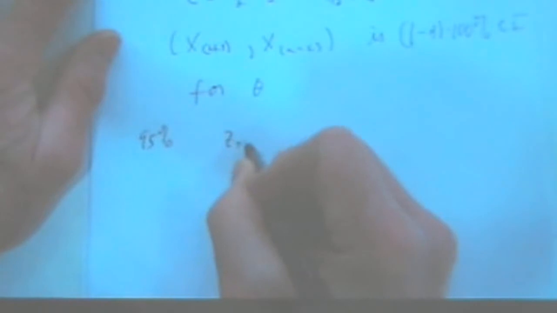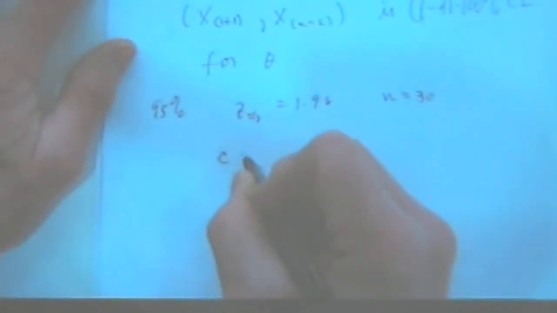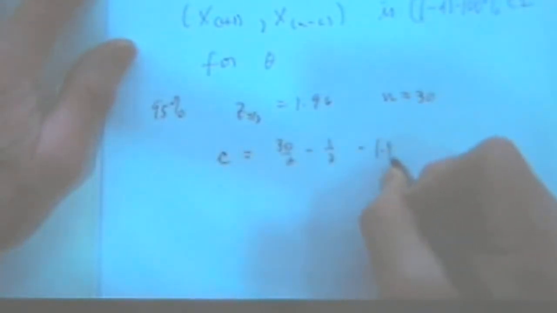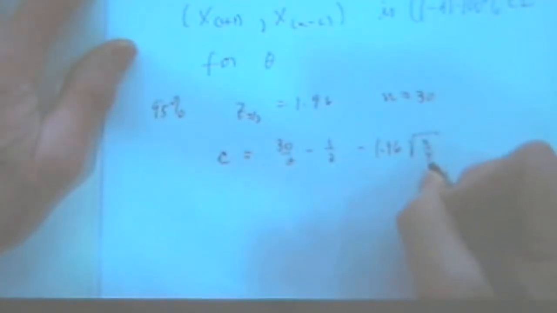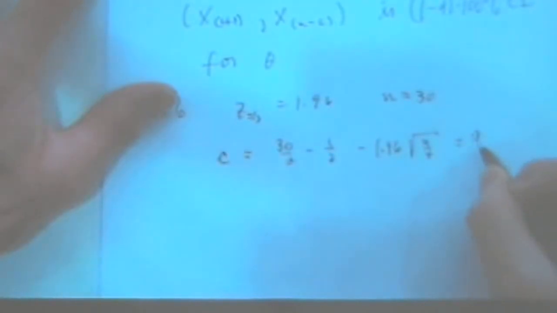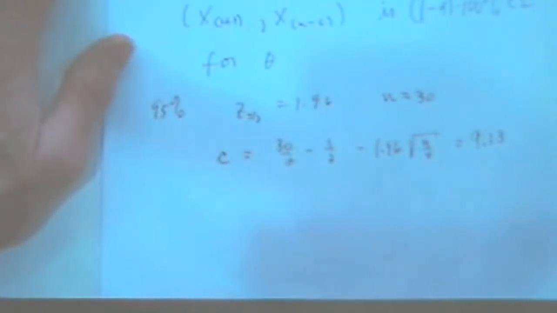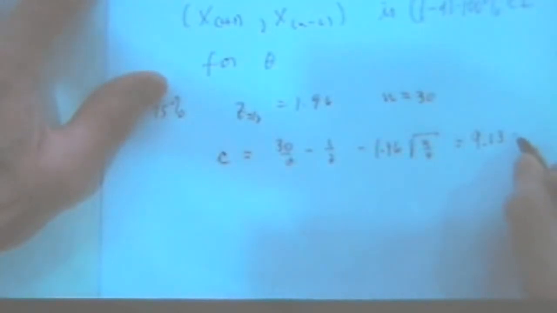So this goes for 95%, right? And z alpha over 2 is 1.96. N is 30. Use the full sample. There's no subtracting out values for estimation of confidence. So it's 30 over 2 minus 1 half minus 1.96 times the square root of n over 3. Now this comes out to 9.13. That 1/2 is like the continuity correction, so you've already corrected it, so just round it to the nearest integer. So this is going to be rounded to 9.